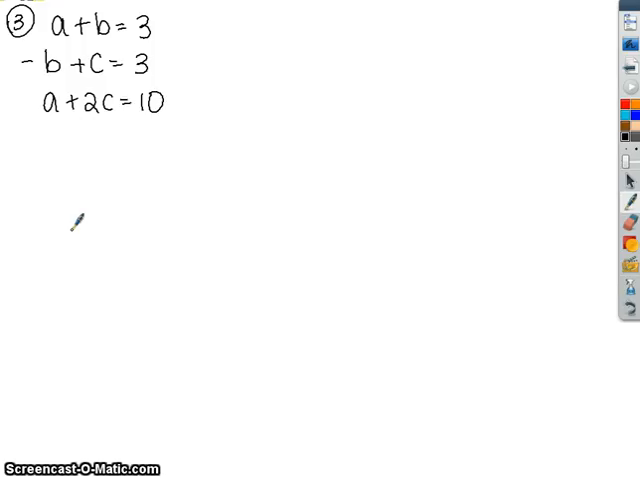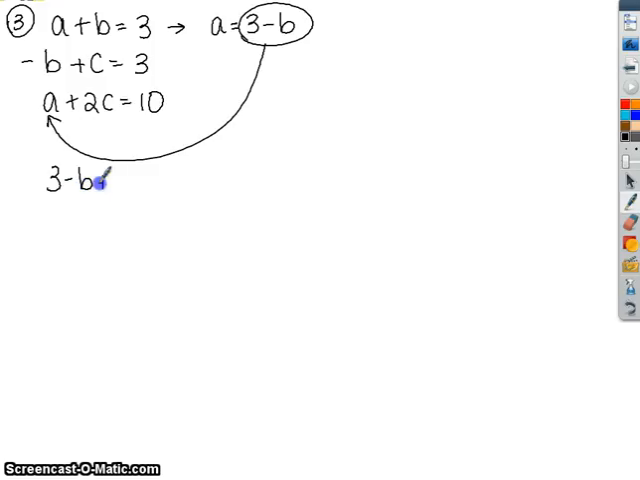So in a situation like this, rather than starting with elimination, it would make more sense to start with substitution. And you can solve for any one of these variables. I'm just going to pick A. So like if I solve this first one for A, I get A equals 3 minus B. All right. So now I'm going to take this and I'm going to plug it in for that A. So I get 3 minus B plus 2C equals 10. Really, the only thing I can do to simplify is subtract that 3 over. So I have negative b plus 2c equals 7.